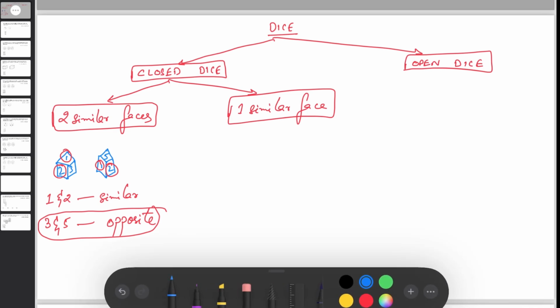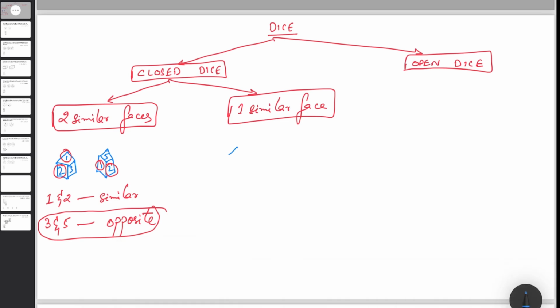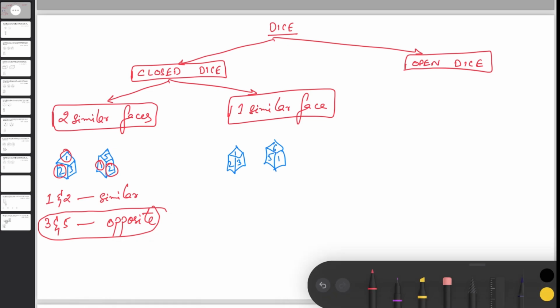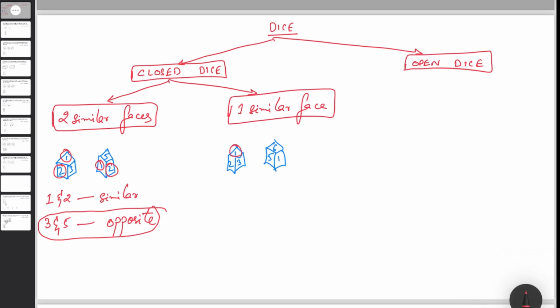So the second type is one similar face. 1, 2, 3, and 1, 5, 6. Here 1 is here and 1 is here. So there is only one similar face. That means this 1 and 1 is the only similar face. So here we need to see the clockwise or the anti-clockwise direction, whichever is convenient for you.